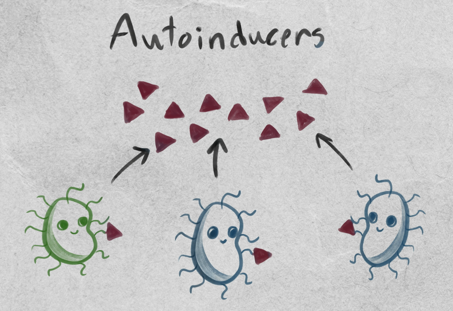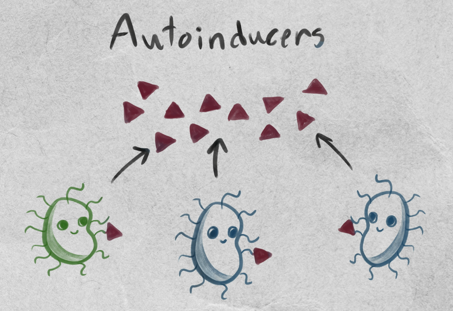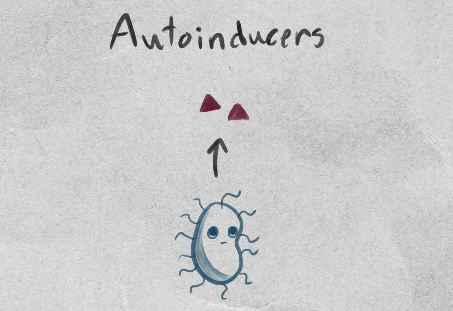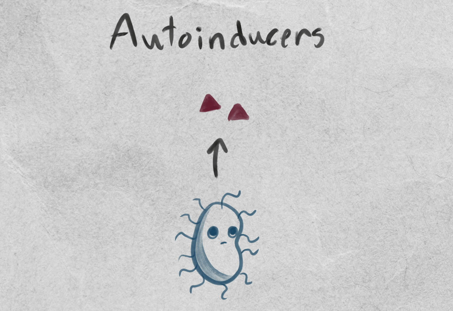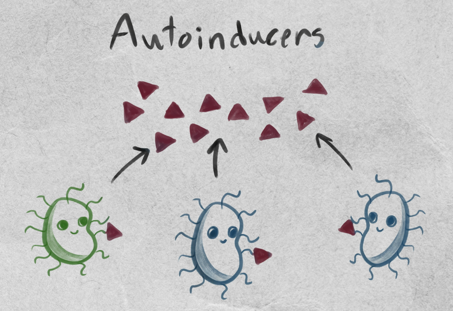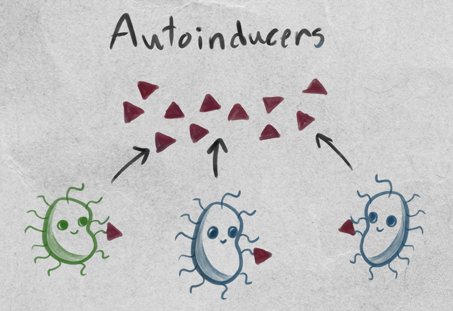If the density of bacteria in an area is high, the autoinducer concentration will also be high, since there are more cells releasing them. On the other hand, when there is a lower bacterial cell density, there will be fewer cells producing autoinducers, leading to a lower autoinducer concentration. Some autoinducers are species-specific, while others can be recognized across different types of bacteria.